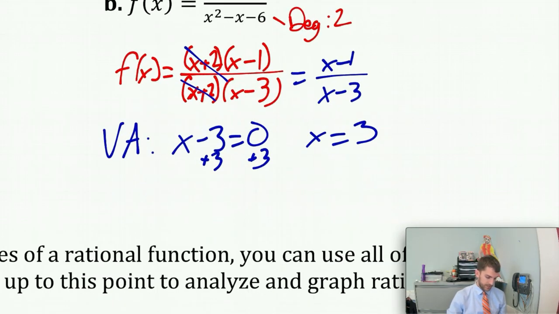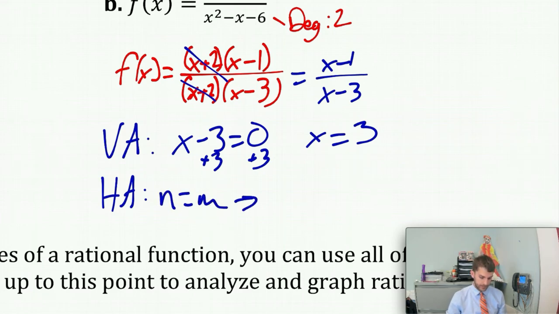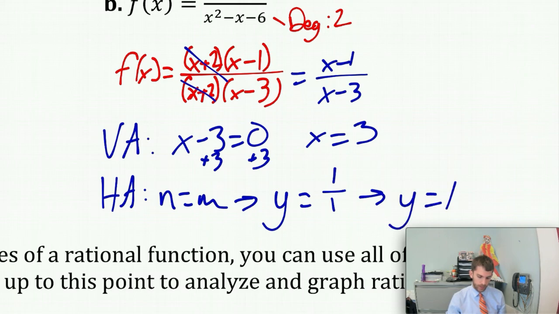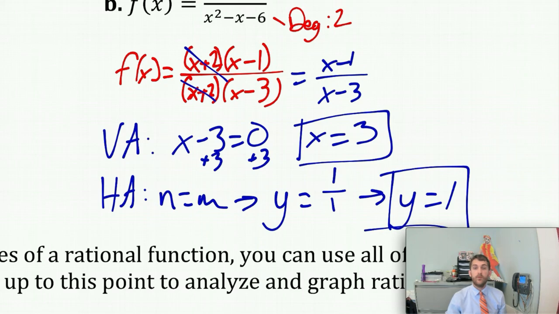For our horizontal asymptote, again, the numerator and denominator have the same degree, so n equals m. Therefore, it's y equals the leading coefficient in the numerator, 1, divided by the leading coefficient of the denominator, also 1. In other words, y equals 1. So we have a vertical asymptote of the line x equals 3, and the horizontal asymptote of y equals 1.